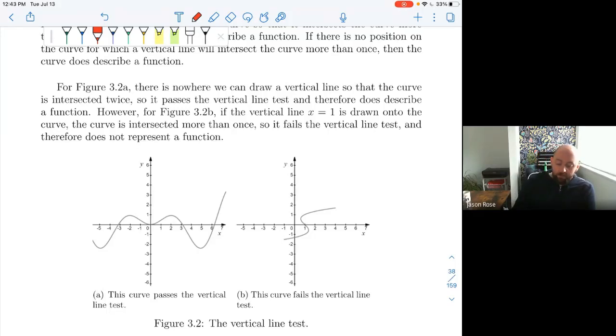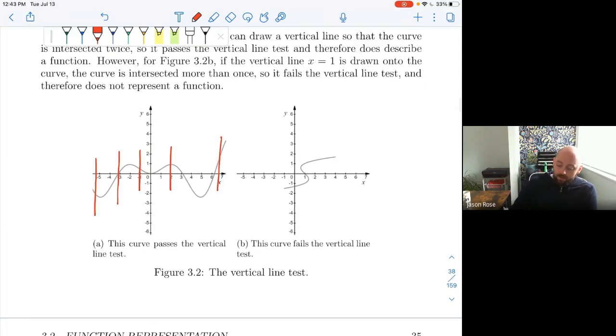For example, I'm looking at this here. Vertical line, vertical line, vertical line, vertical line. Wherever I draw a vertical line, it only intersects once. So it passes the vertical line test, meaning that it is a function. Over here, I might think vertical line, it seems to be passing, but there is a place where I can draw a vertical line that cuts the curve more than once. This one fails the vertical line test. So that curve that's drawn on the right does not describe a function.